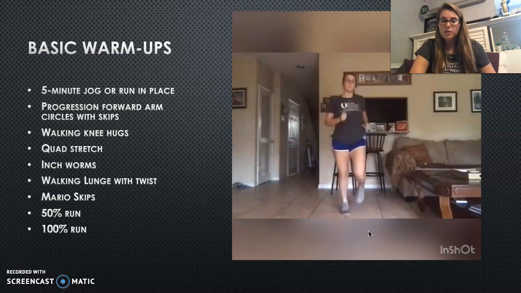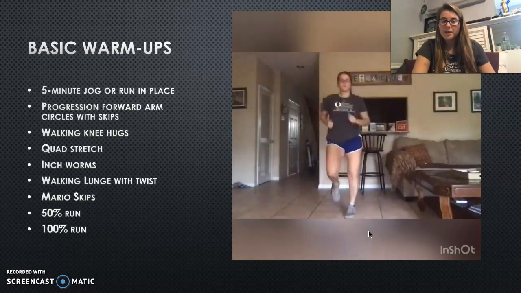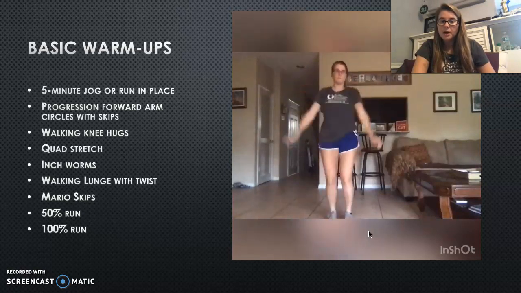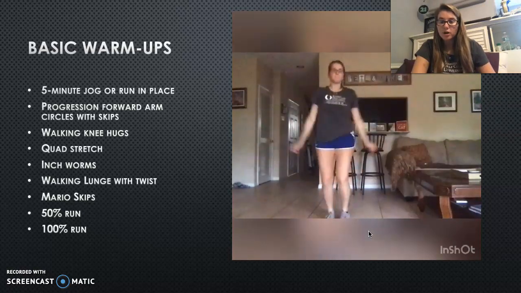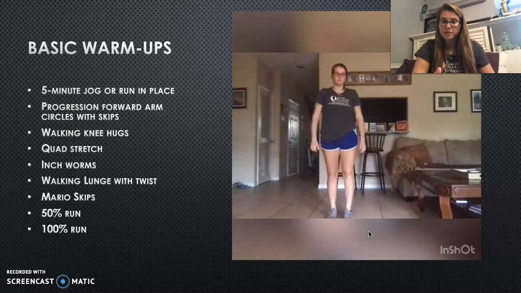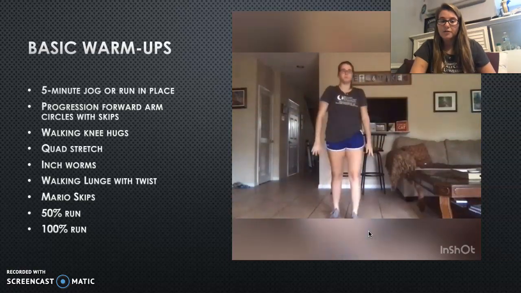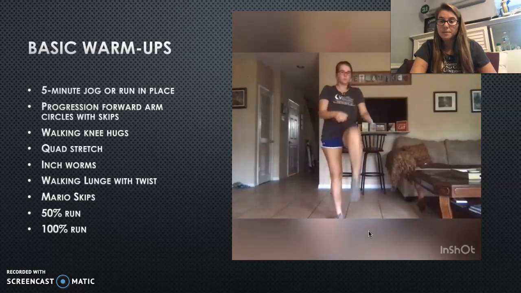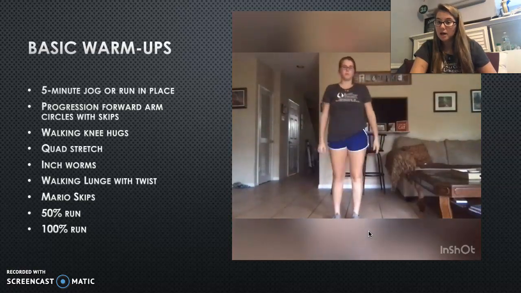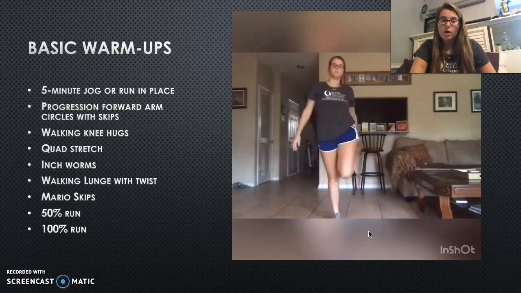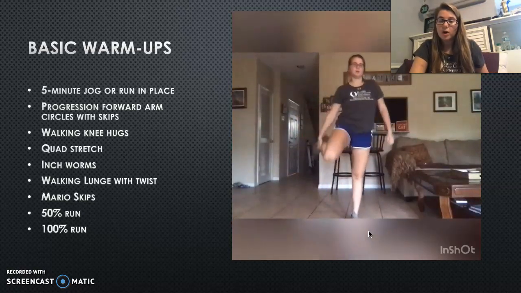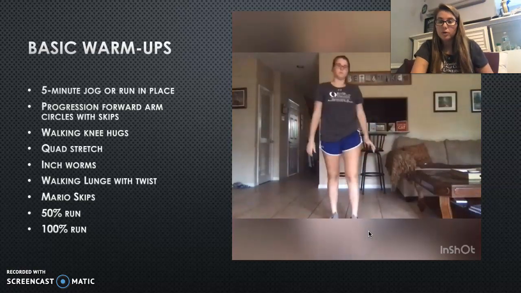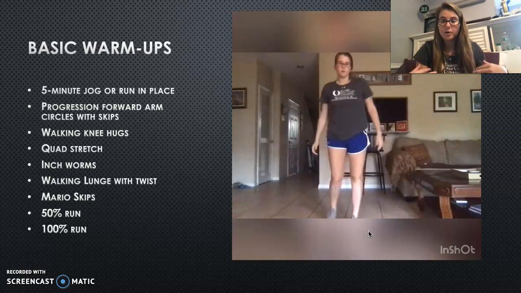So for a basic warm-up, we're going to go ahead and start with a 5-minute jog or run in place. And then for the dynamic warm-up, I would say go about 10 yards on a football field to be sports specific, and start off with a dynamic warm-up of progression forward arm circles with skips, walking knee hugs, quad stretches to stretch out the quads, inchworms to get the blood flowing in the whole body. This works anterior and posterior.